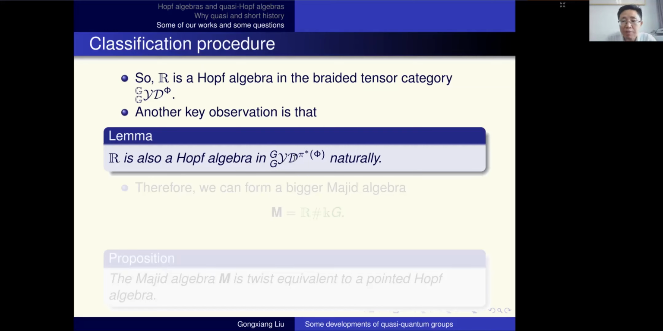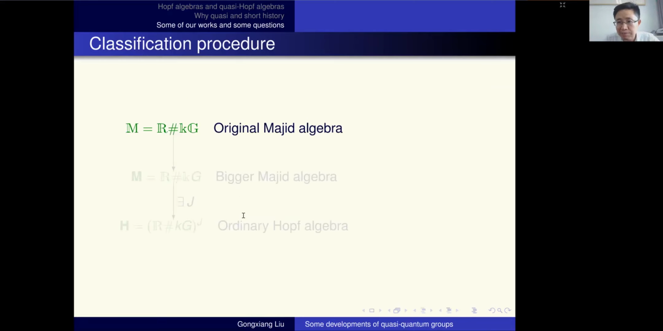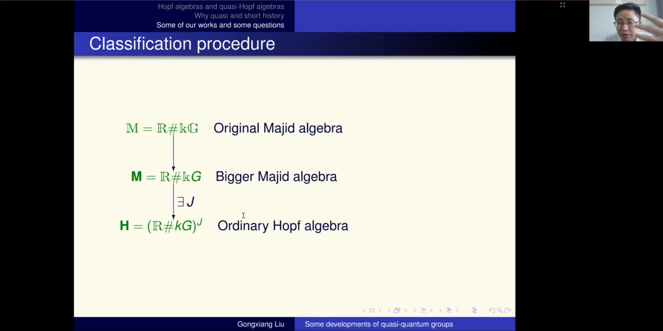Okay. Please remember, in this big group, this three-cycle can be resolved. They become boundaries. What does that mean? If it becomes a boundary, this means this quasi-Hopf algebra is actually a Hopf algebra, because it can be gauge equivalent to a Hopf algebra, because the associator disappears. Therefore, we can form a big modular algebra, and this bigger modular algebra should be twist equivalent or gauge equivalent to a pointed Hopf algebra. So what I say is just this line. You take the original modular algebra, you can construct a bigger modular algebra, and you find this bigger one is just an ordinary pointed Hopf algebra.